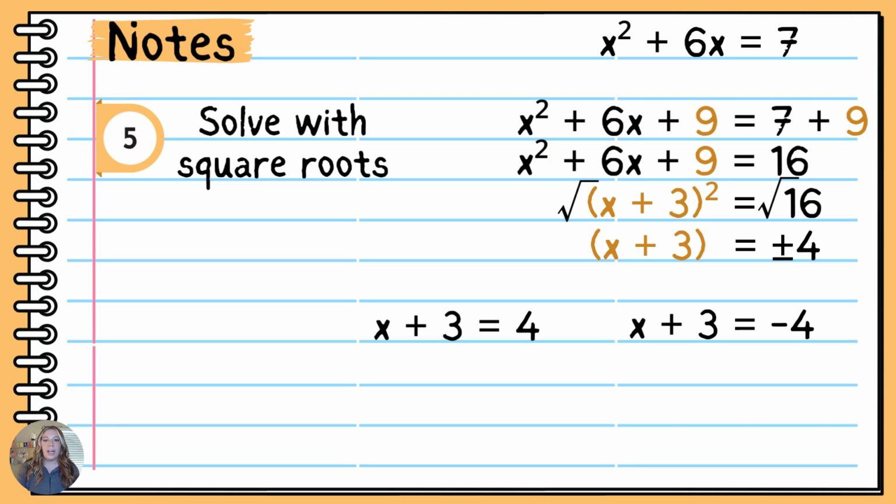So to solve for x, we'll subtract 3 from each side. So we get x equals 1. And on the other equation, we'll subtract 3 again. And this time we'll get x equals negative 7. So the answers of 1 and negative 7 would be the solutions to this quadratic equation.